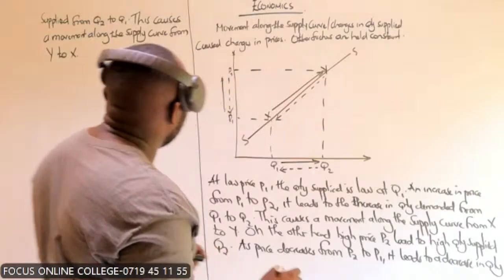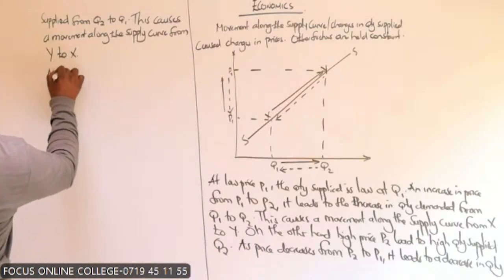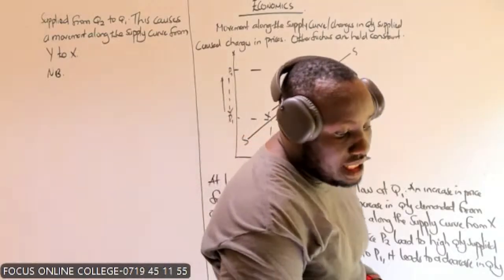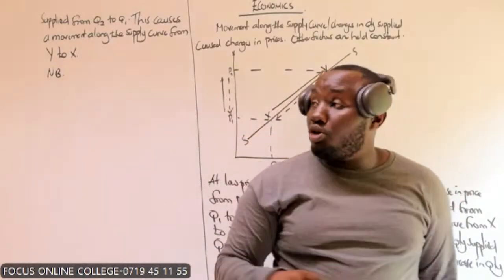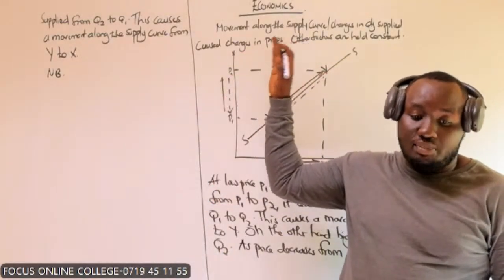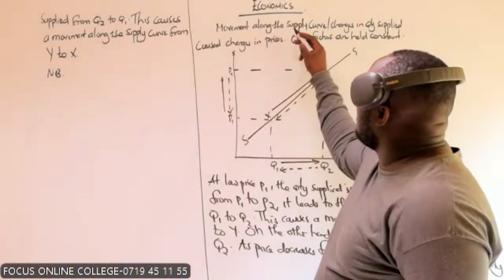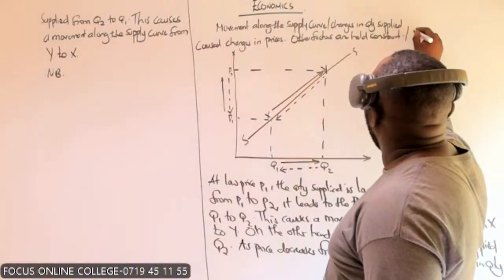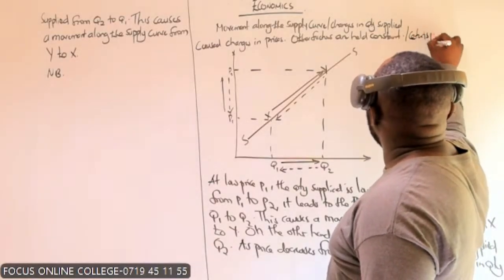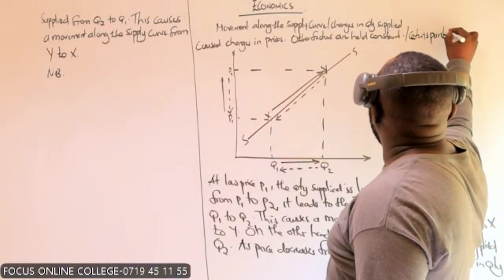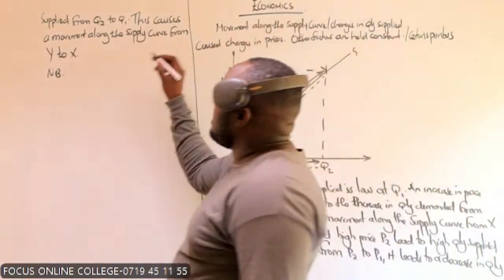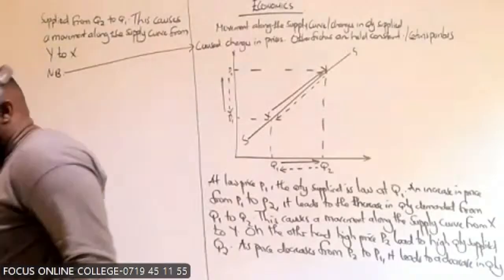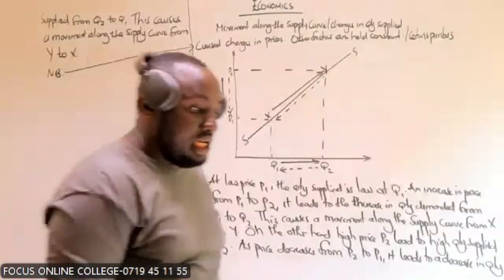So as an NB, what I was saying at the beginning, we're saying that movement along the supply curve is brought about by changes in price, other factors held constant, or as we say in economics, ceteris paribus. So I can just draw an arrow and say, caused by changes in price, other factors held constant, ceteris paribus.